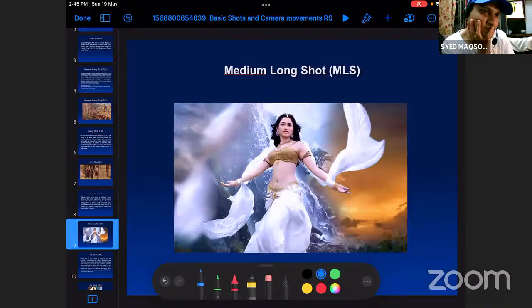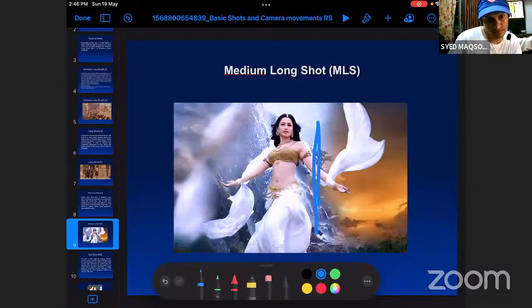And the third one is the medium long shot. Medium long shot covers the person's body above the feet. The main focus is on the upper part of the body.